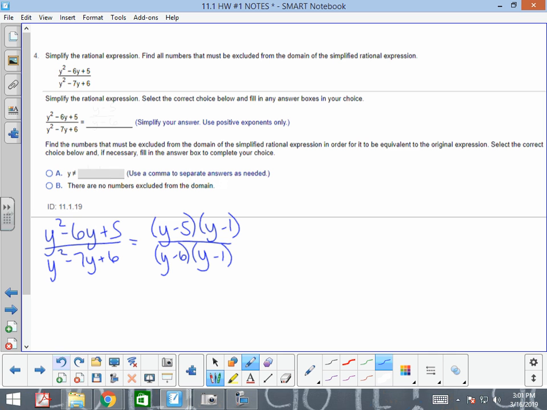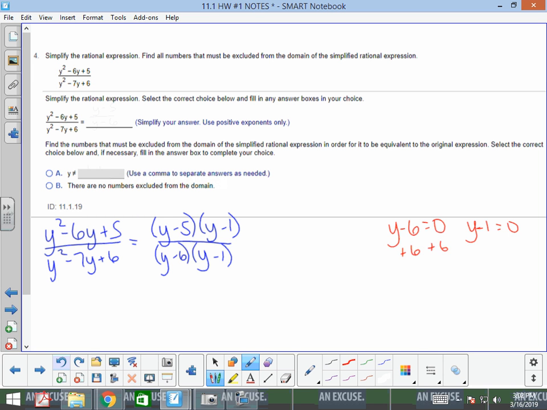Now, if you want to, you can actually, at this point, find your excluded values. It's up to you. Just don't forget, you have to go back to before you actually cancel for your excluded values anyway. So my excluded values are positive 6 and positive 1. So we'll enter that last.